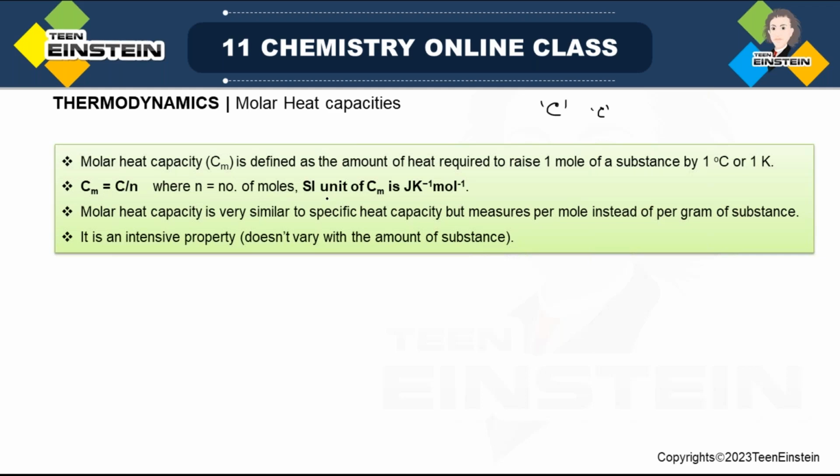So molar heat capacity, now we are starting. Based on this, once all this finish, then we'll discuss problems. So molar heat capacity, that is denoted by Cm. So this is heat capacity, specific heat capacity, and now the third one is molar heat capacity. So molar heat capacity Cm, that is defined as the amount of heat required to raise the temperature of 1 mole of a substance by 1 degree centigrade or 1 Kelvin.